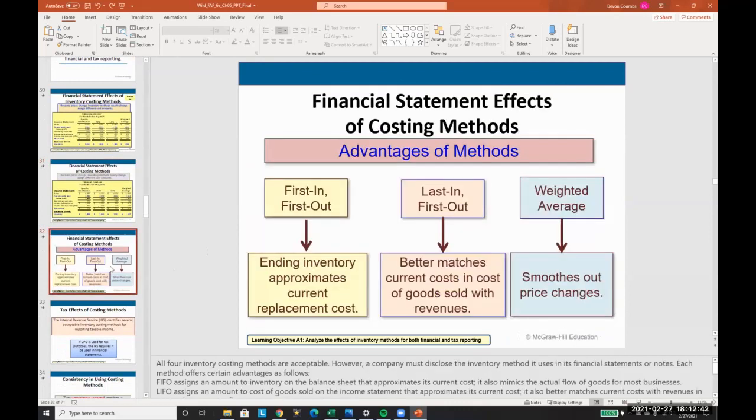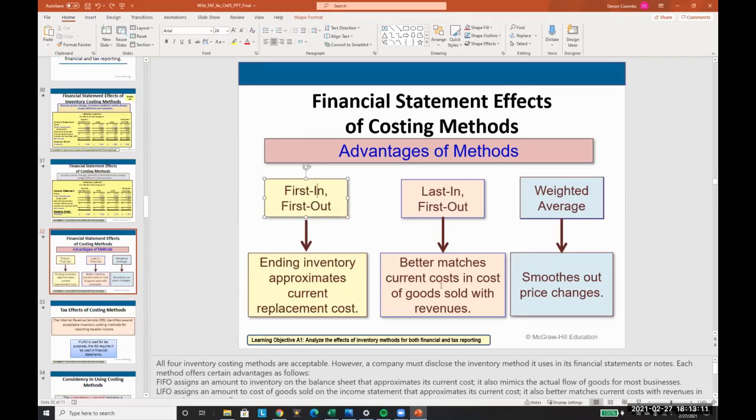And so we have to always be careful. And so we talked about these advantages, right? There's other advantages. The first in, first out, ending inventory approximate current replacement cost, right? From a reporting perspective, that's helpful to know that our ending inventory amount is about how much it would cost to replace the similar inventory. So it's a better valuation inventory mechanism. Like we know approximately the cost represents the fair value of the inventory generally.